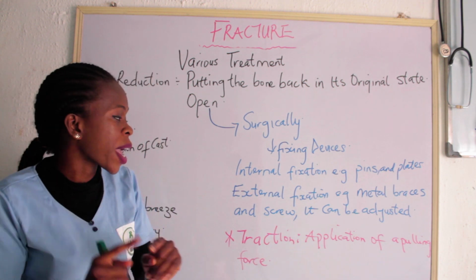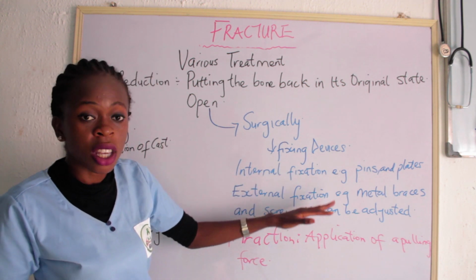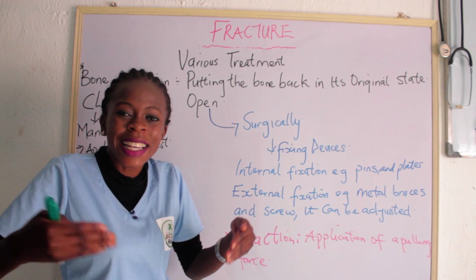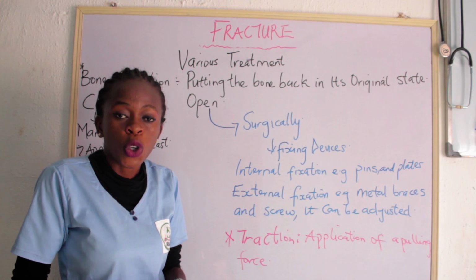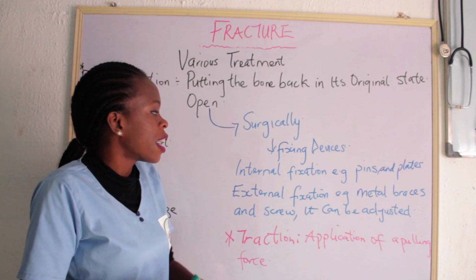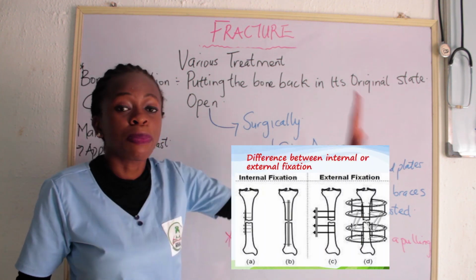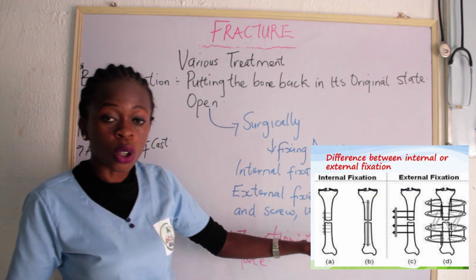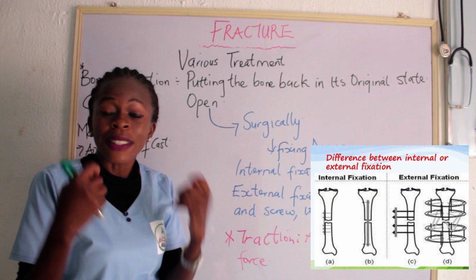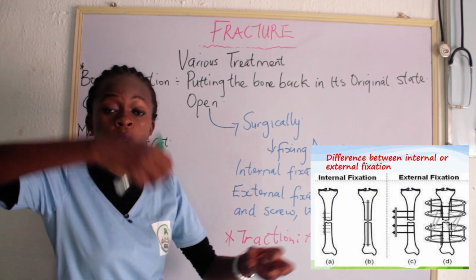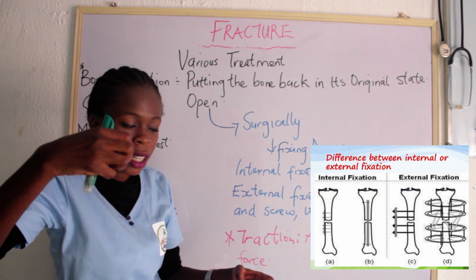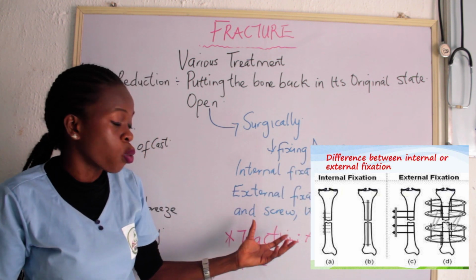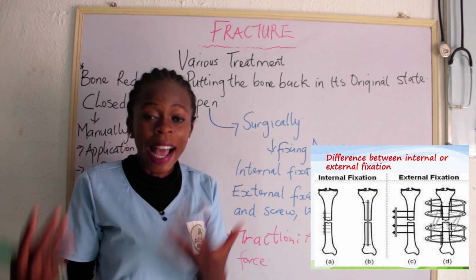So the first one we have is internal fixation. Internal fixation simply means you put the pins inside the skin. For example, pins and plates. Then the other we have is external fixation. The devices are outside the skin. It is obvious. You are seeing it. So examples include your metal braces and your screws. It can also be adjusted.